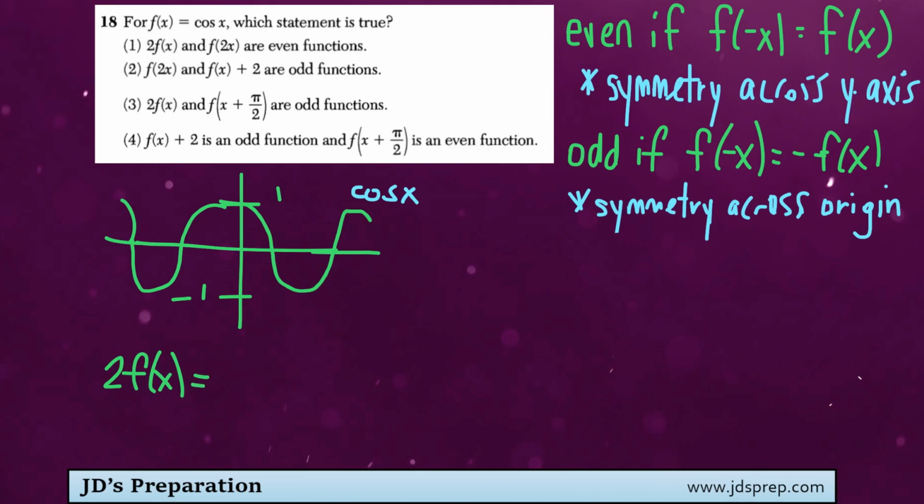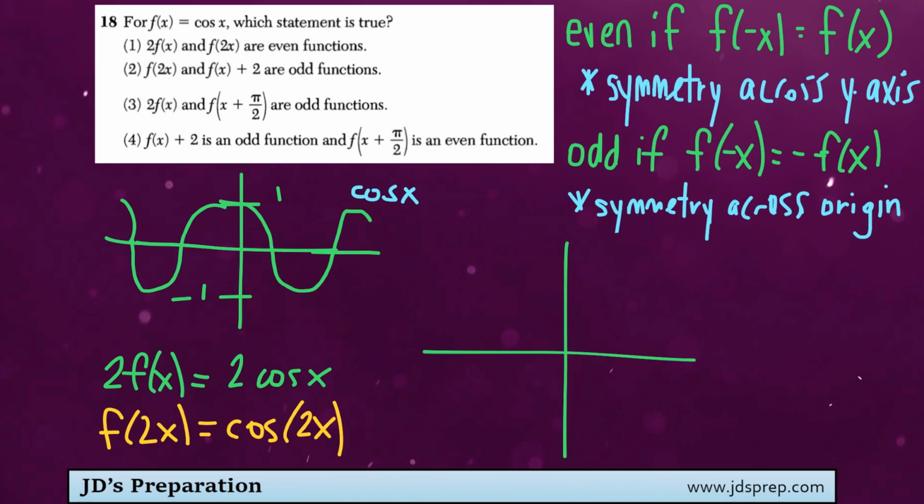2f of x is the same thing as 2 cos of x, and f of 2x would be the same thing as cos of 2x. If we were to graph those, first off, 2 cos x is going to look the same as cos of x, except the amplitude is going to be doubled. That also means our min and max will now be at +2 and -2. So it's going to look something like this.